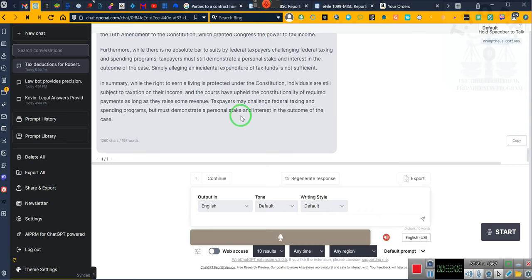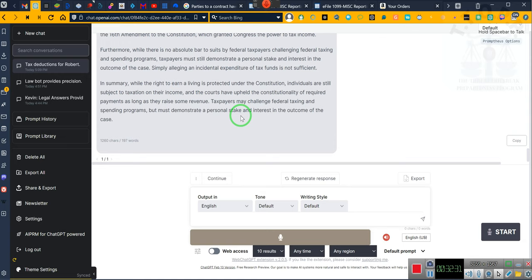What I've done is prove that the Supreme Court has held that an individual has a right to earn a living, and an individual cannot be taxed on their own labor. The 16th Amendment did not give Congress the right to tax people on their labor. But hold on. Since you have the right to earn a living, and Congress taxes you on that living, then you have a right to write that junk off.